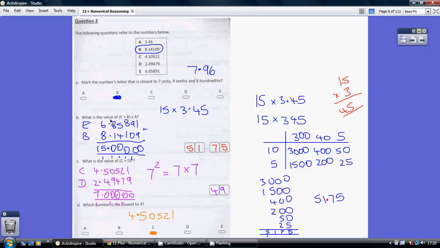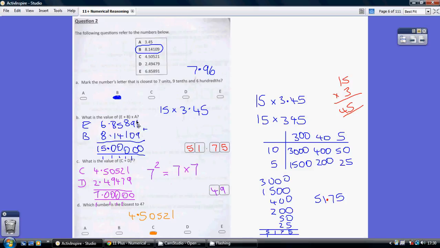Now for part B, what is the value of E plus B times A? Now remember, you've got to do the bit in the brackets first, so we've got to add E to B. They're both quite complicated at the moment, but once you add them together they get much simpler. So adding E to B, remember to line them up neatly, get the decimal points above each other, line up the columns and then just add up working right to left.